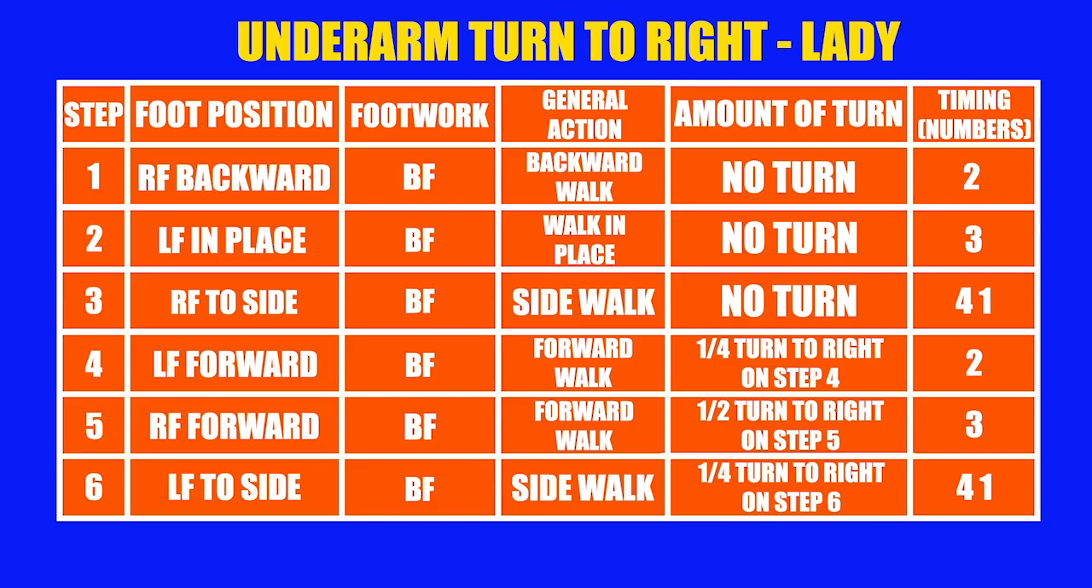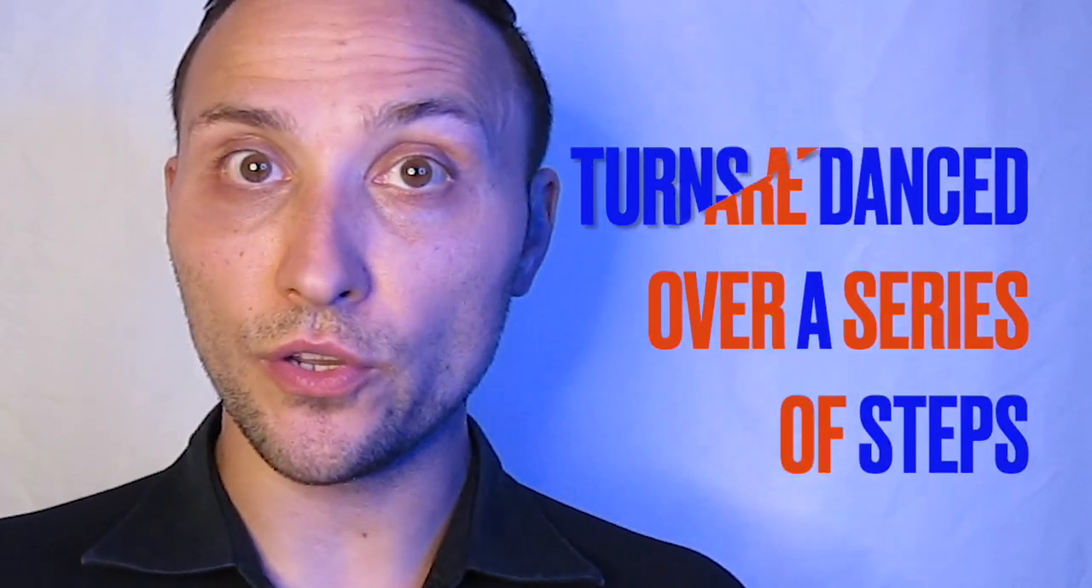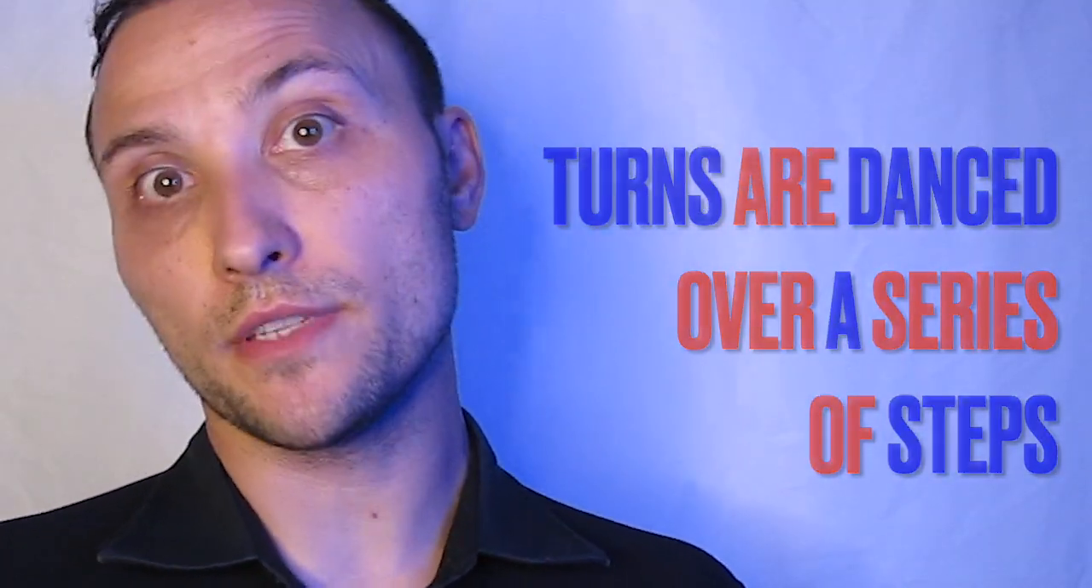When we look at the underarm turn for the lady in the rumba, which also uses a basic movement to commence with, I'm also using the lady steps this time to explain it because, well, it's the underarm turn for the lady. We can see that the turn takes place over steps 4, 5 and 6. This is the point right here, that turns are danced over a series of steps that help complete the turning movement that they're trying to do, whereas spins and pivots only use one step to complete their turns.